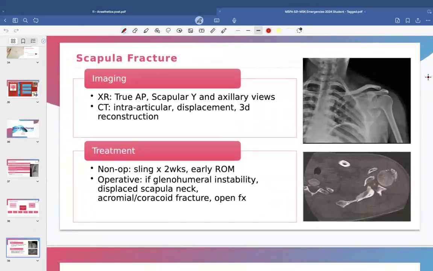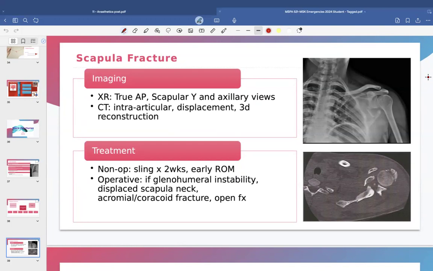There are different views that you can get. You're not typically tested on these either, but you can get different X-ray views and CTs of your scapula. Remember to compare the opposite side, but it's usually non-operative management. You're going to maintain them in a sling and encourage early range of motion so you don't get a frozen shoulder. And if there's any glenohumeral instability, a displaced scapular neck, or heaven forbid, an open fracture, you are going to be going to the operating room.